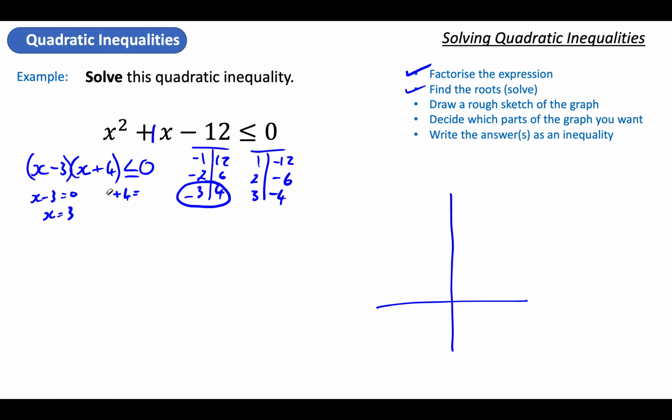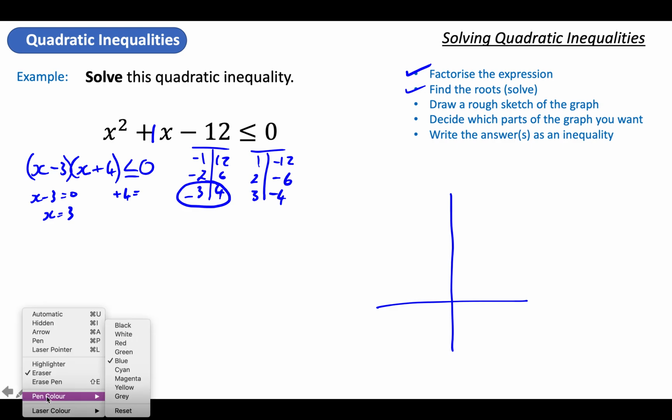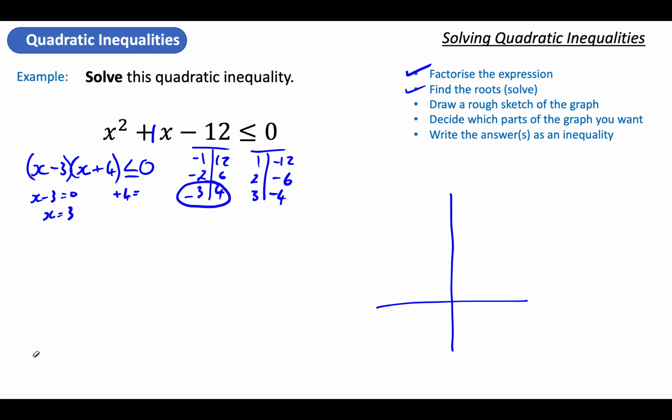Let's just neaten that up a bit, because for some reason I wrote 4 plus 4. I didn't mean that. I meant x plus 4, didn't I? Oh, come on, pen. Well, today's going well, isn't it? x plus 4 equals 0, so take away 4 from both sides. x equals negative 4. So mark those 2 points on: positive 3 and negative 4.